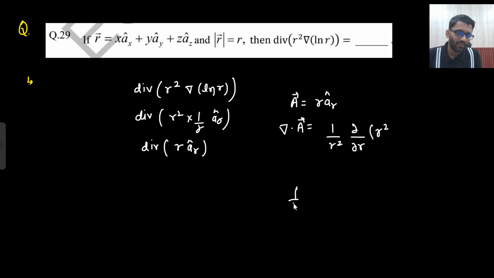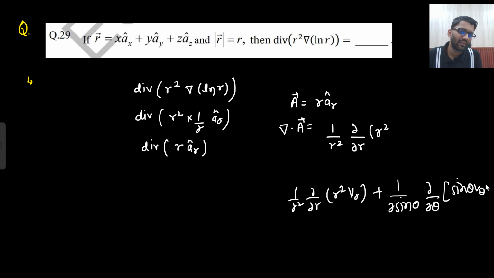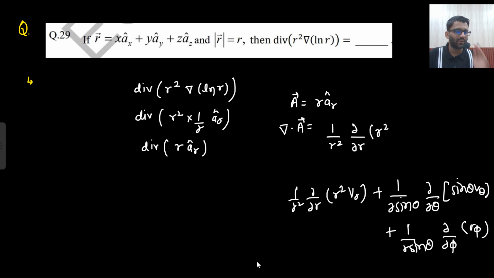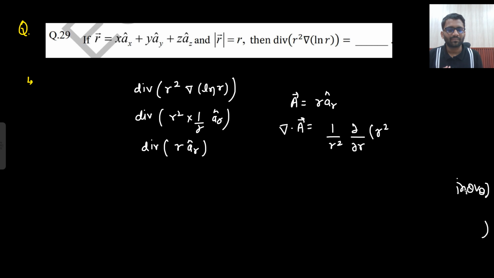What was the formula? 1 by r square del by del r Vr plus 1 by r sin theta del by del theta sin theta v theta, plus 1 by r sin theta del by del phi v phi. This was the formula. I told you the trick as well, how to remember it. One error will be there here, also one error will be there. Whatever the error is there, that will be applied here. And what is AR here? R only. So this is what you are getting.